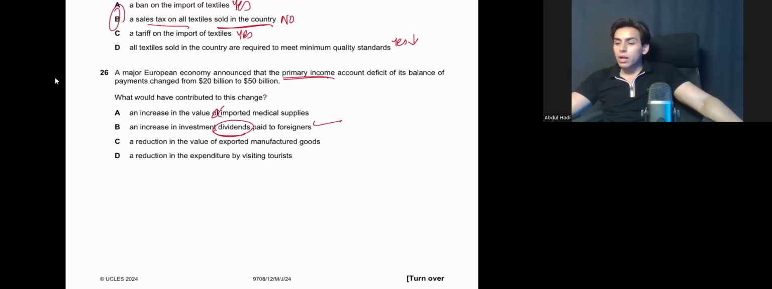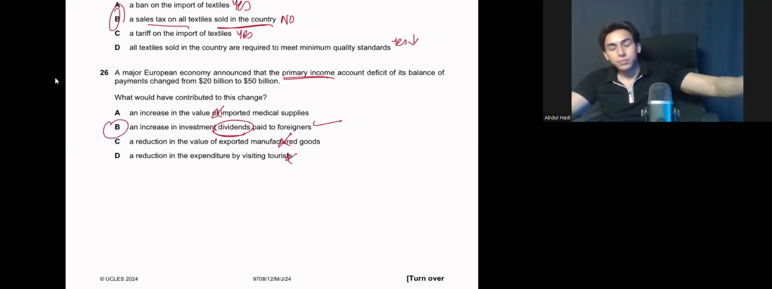A reduction in the value of export of manufactured goods, this will affect balance of trade. Reduction in expenditure by visiting tourists. This is trade in service. This is also balance of trade, trade in service. So the answer is B.